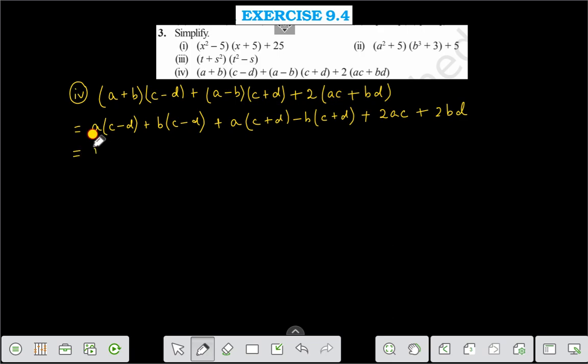Therefore, we are getting AC minus AD plus BC minus BD plus AC plus AD minus BC minus BD plus 2AC plus 2BD plus 2BD.